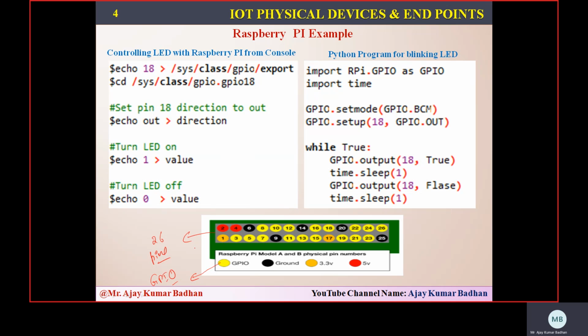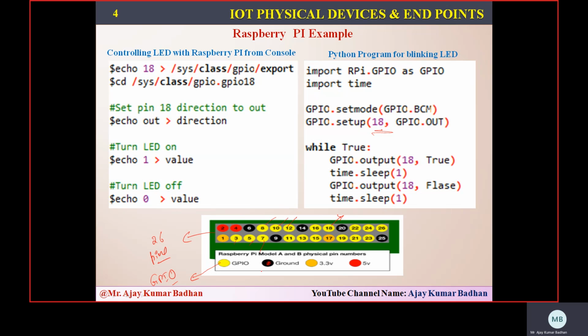You can use any one of them. For example, I have used 18 here in the program, so this is a general purpose input output pin. It's not necessary that you use the same pin. You may use other pins also. You can use 12, 10, 8, 7, 5, 6, 3. That is up to you, whichever one you want to use.